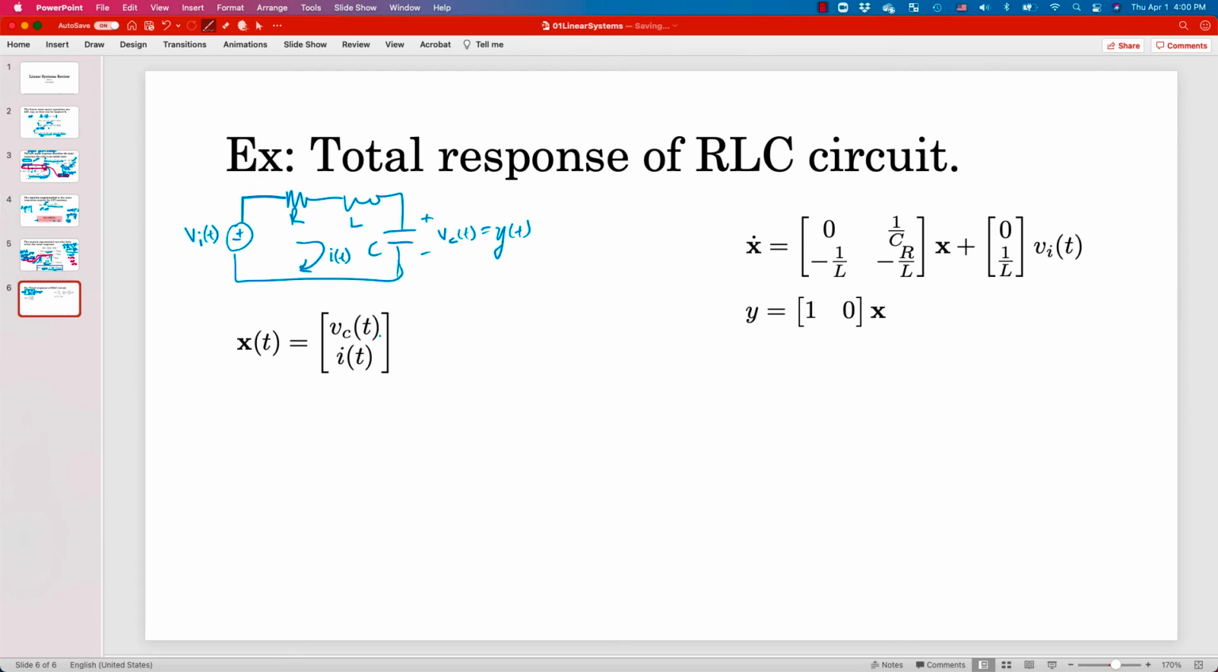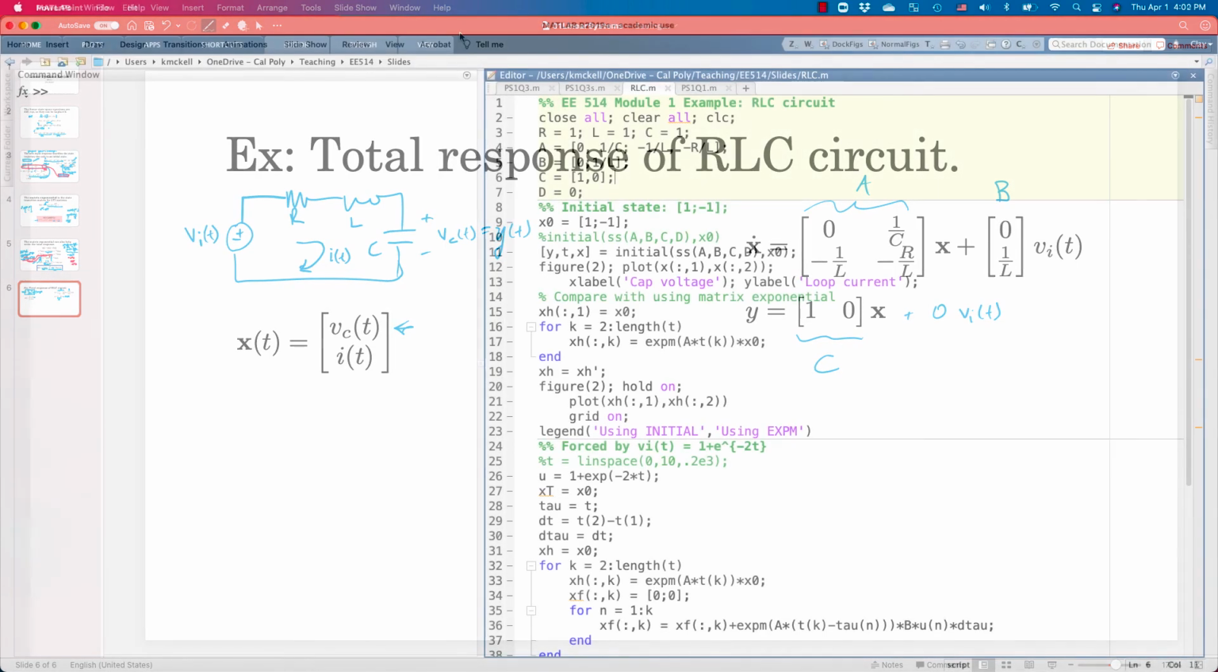And if you work the Kirchhoff's laws on this, you end up with an A matrix and a B matrix like this, and the output is simply the first state element, so that's why our C matrix looks like this. And of course a 0 capital D matrix. Okay, so what I'd like to do is switch over to Matlab and show you how we can use the results that we've gotten so far.